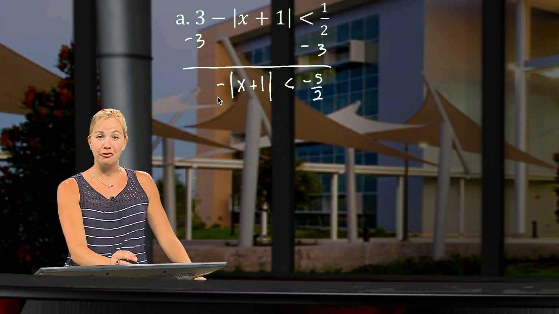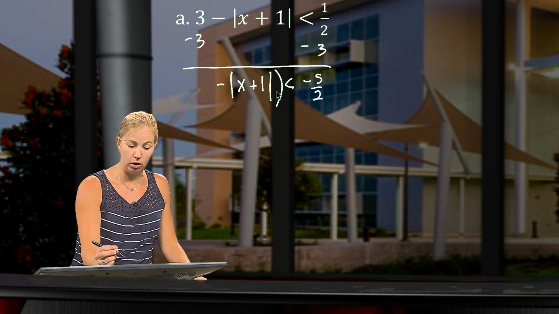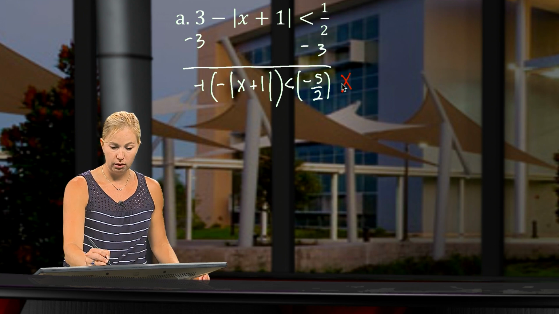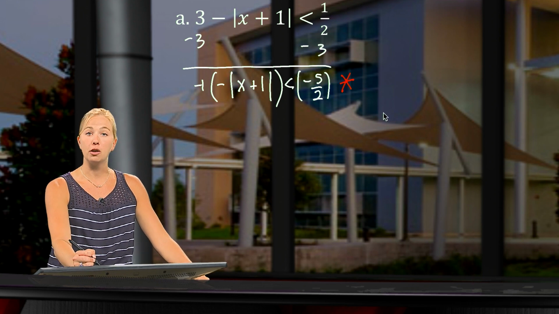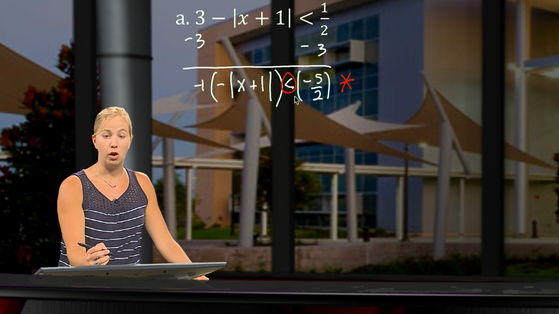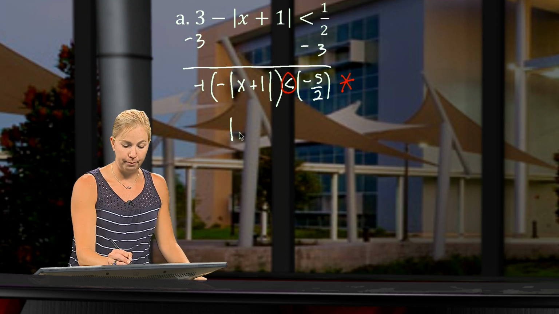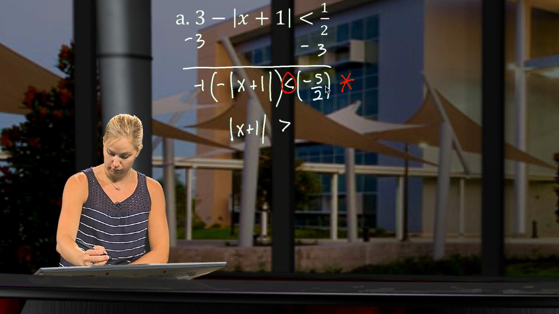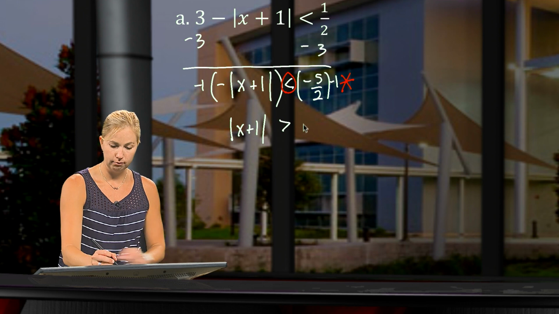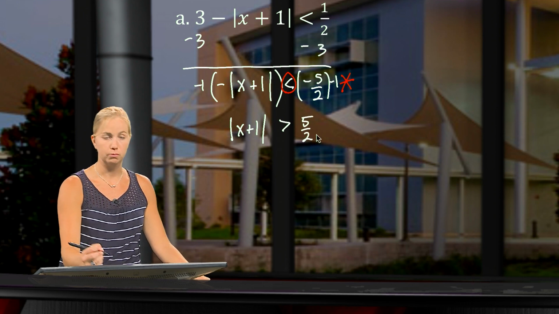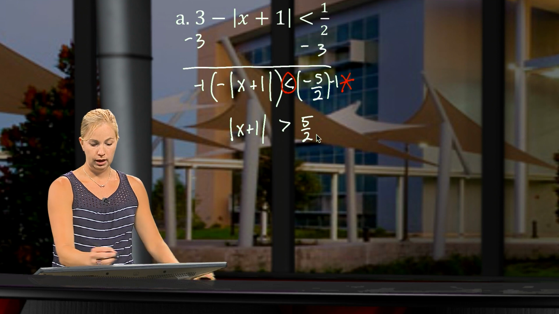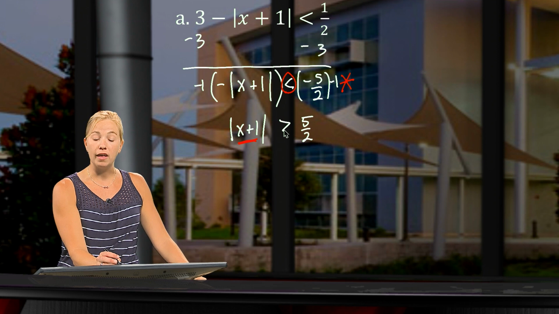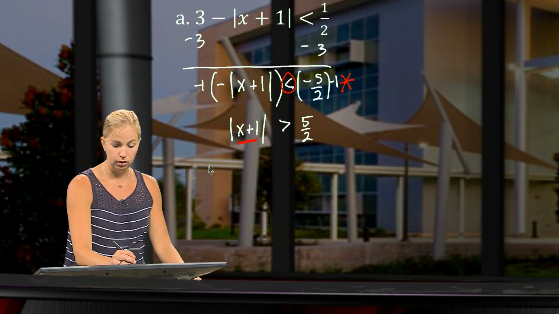We've got that negative out front, so we need to get rid of that by either multiplying or dividing by -1. But remember that when we multiply or divide by a -1 in an inequality, we need to flip this inequality symbol. So this becomes the absolute value of x plus 1 is greater than, forgot to multiply this side by -1, positive 5/2. That definition of absolute value says that x plus 1 is more than 5/2 units from 0.